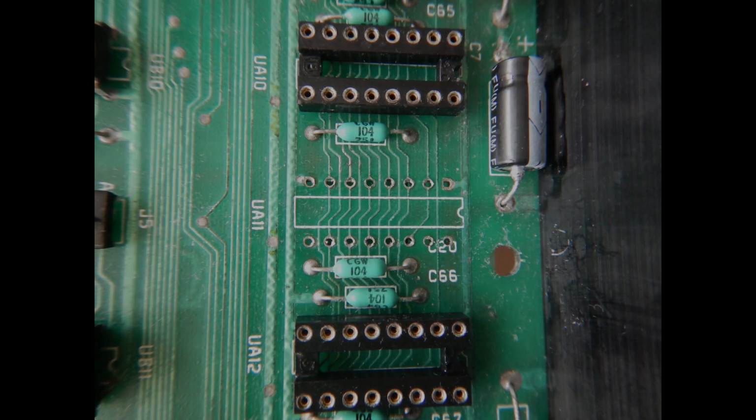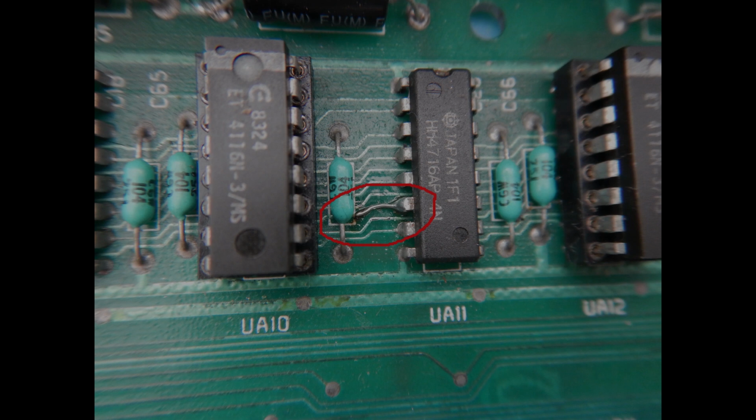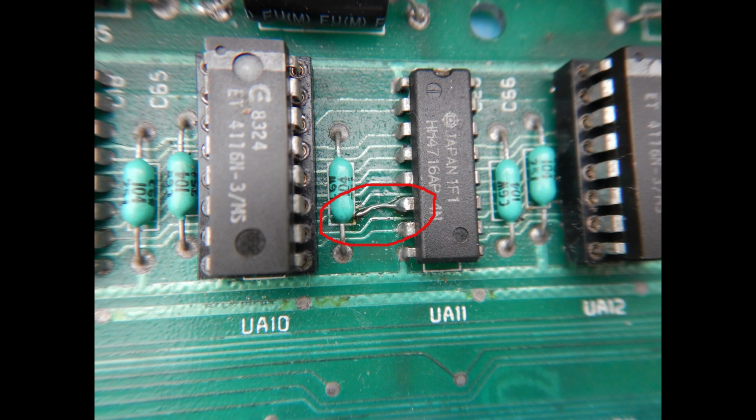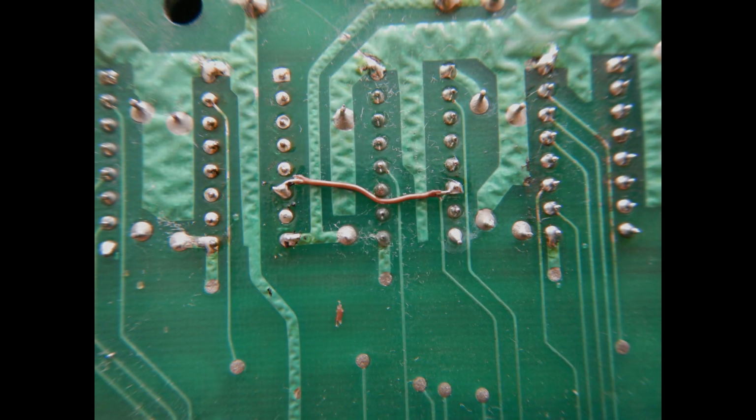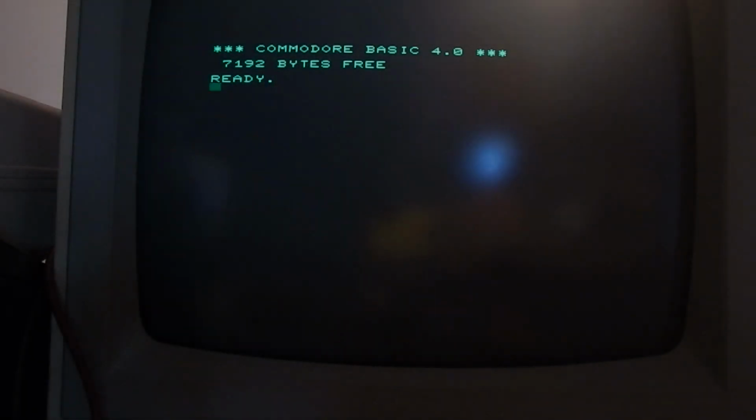So, not having any better clue, I decided to pull UA11. However, at the beginning of this repair, I had to bridge a broken trace right next to UA11. After soldering the new socket, I had to restore the missing connection on the other side of the PCB. Well, this is definitely progress.